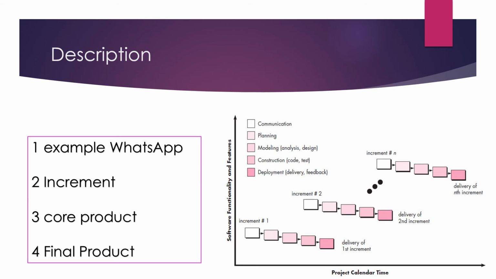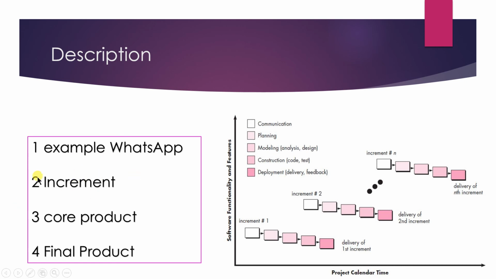In the waterfall model, what do you do? We go through these phases, right? Communication, planning, then modeling, then construction, then deployment, and we just stop. That is, our product is developed. But here, as I have told you about WhatsApp, you get versions, right? Each version of the product is nothing but the whole process done again and again. That is known as an increment.